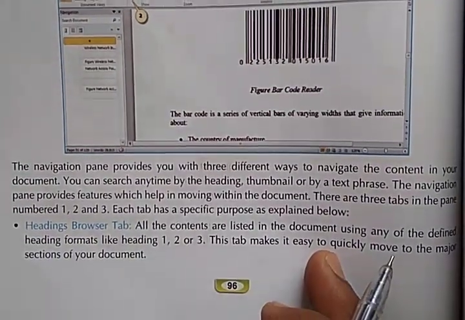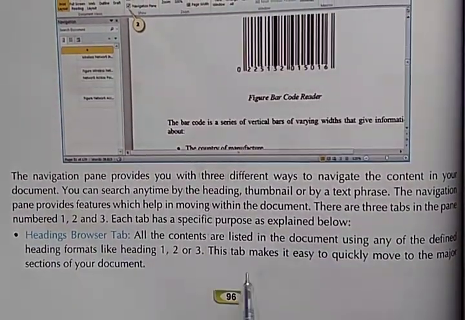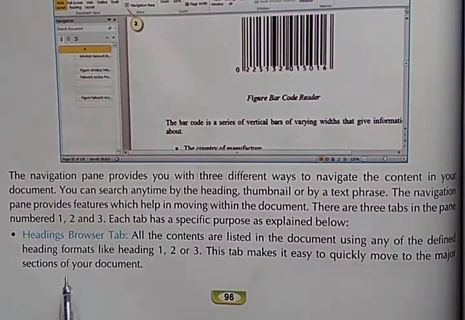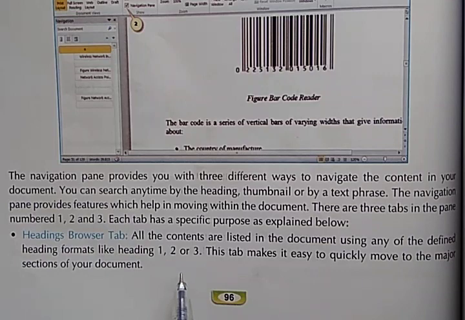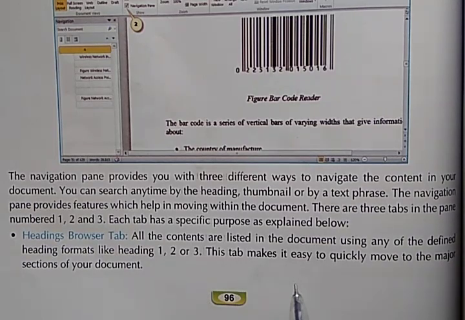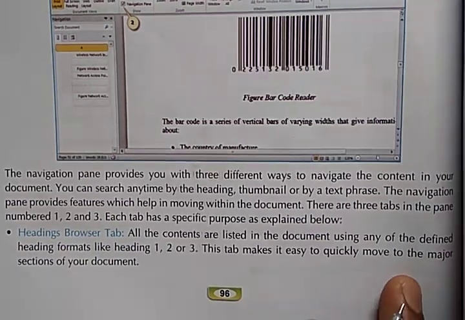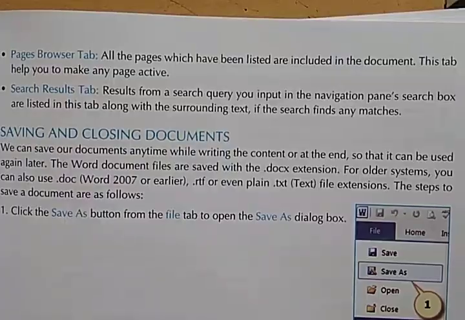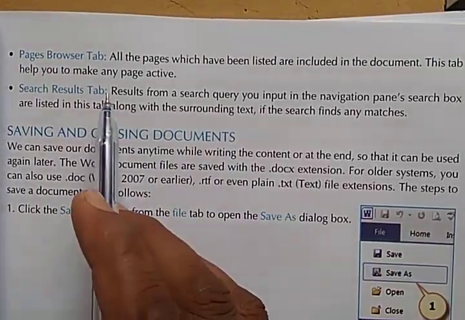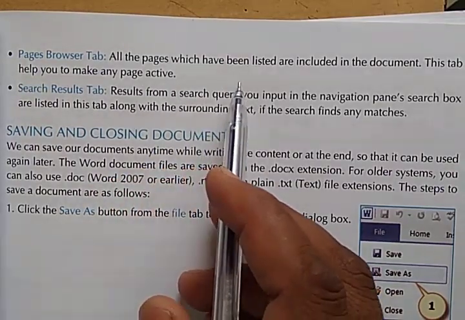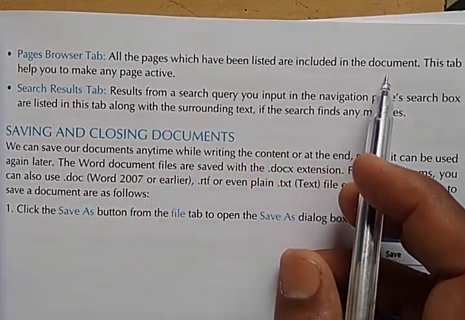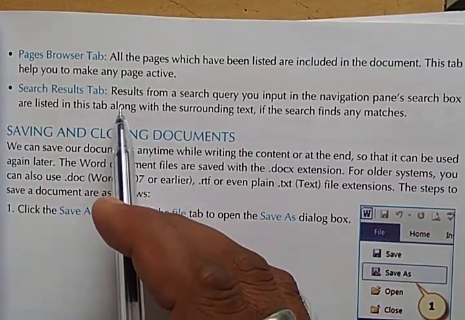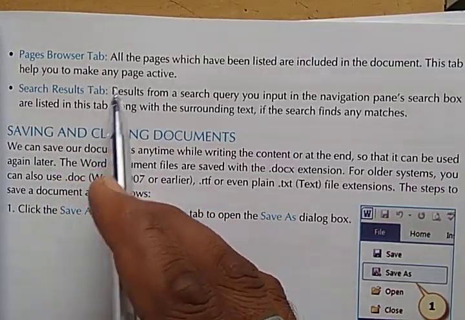Headings Browser tab. All the contents are listed in the document using any of the defined heading formats like Heading 1, 2 or 3. This tab makes it easy to quickly move to the major sections of your document. Pages Browser tab. All the pages included in the document are listed. This tab helps you to make any page active.